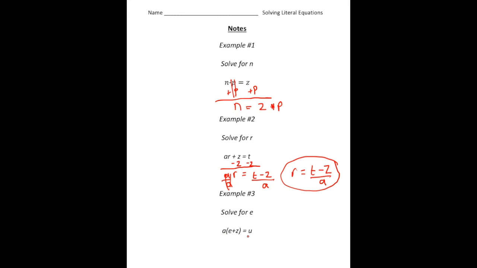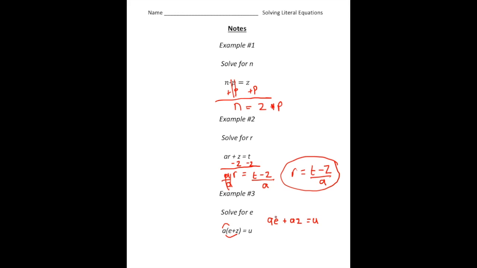Example number 3, we're trying to solve for e. Now this one's a little more confusing because here we have a times e plus z equals u. So what I'm going to do first is distribute the a to both the e and then the z. When I do that, it's now going to be ae plus az equals u.